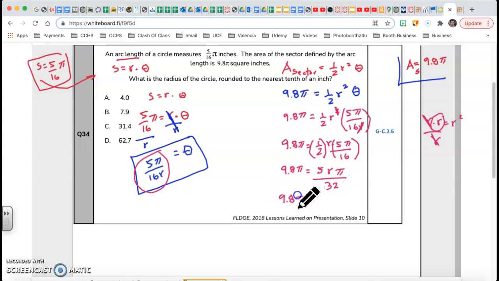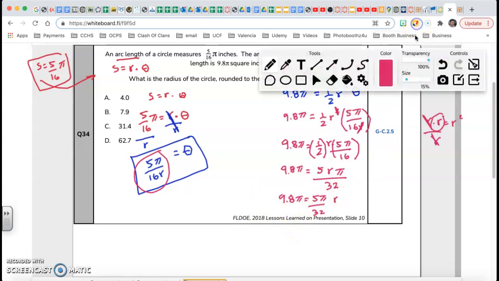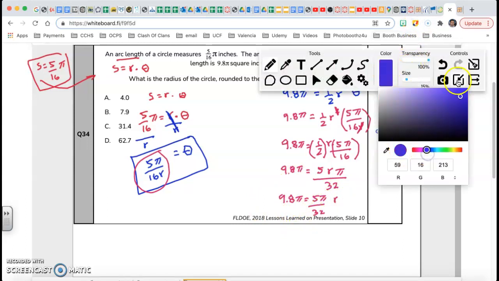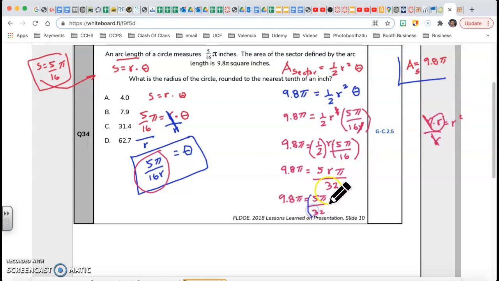9.8 pi. I'm doing extra steps right now. The 5 pi, I'm going to put it together, and the 32 is going to be right there, and at the end is going to be radius. Got it. I have this. I need to leave the r by itself, so now I want to cancel that fraction. To cancel a fraction, guys, I just multiply by the reciprocal. The reciprocal is flip this fraction. The 32 is on the bottom, goes to the top. The 5 pi is on the top, it goes to the bottom.